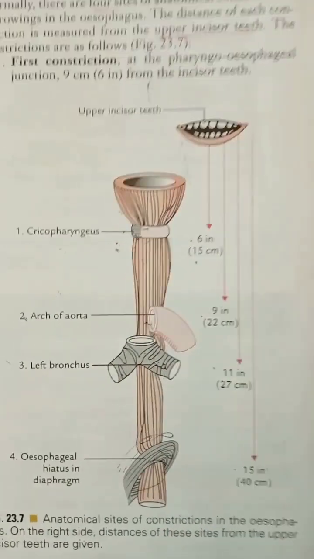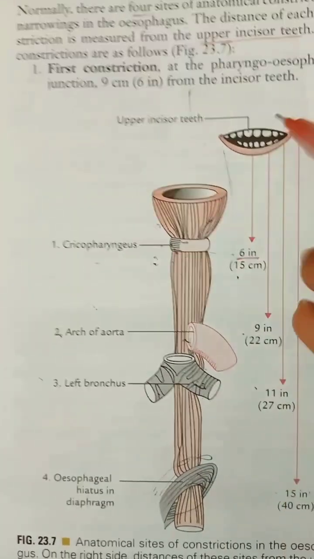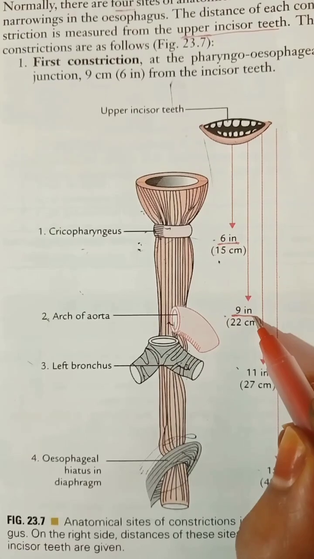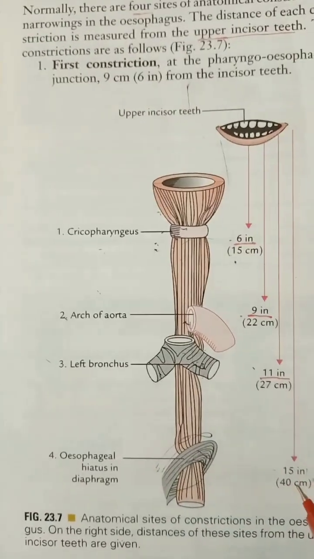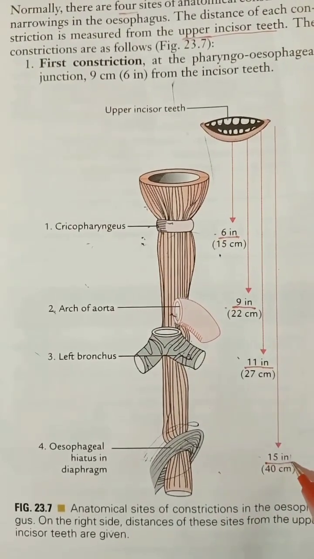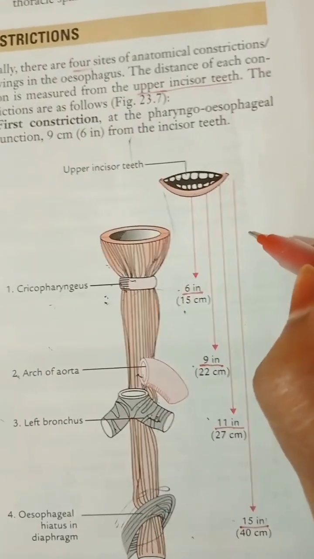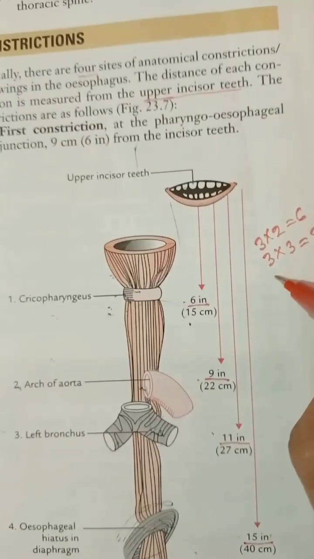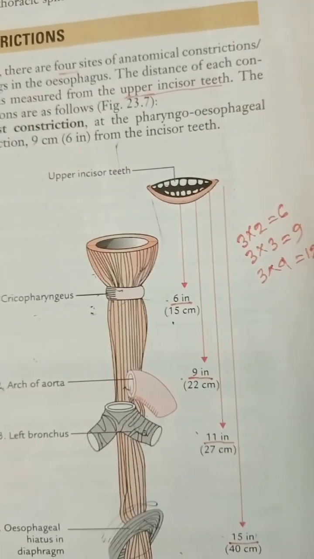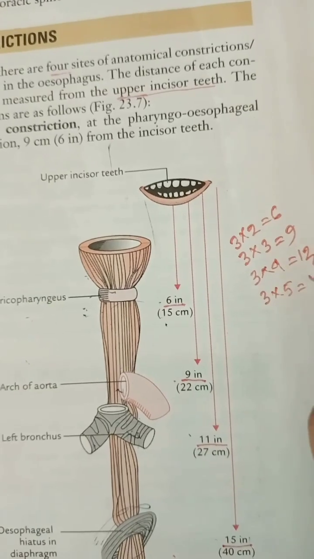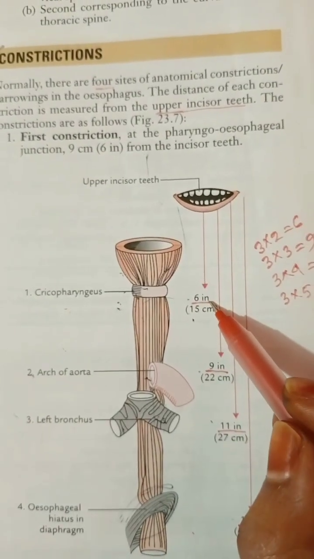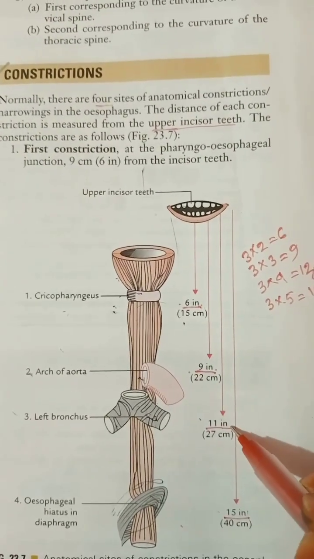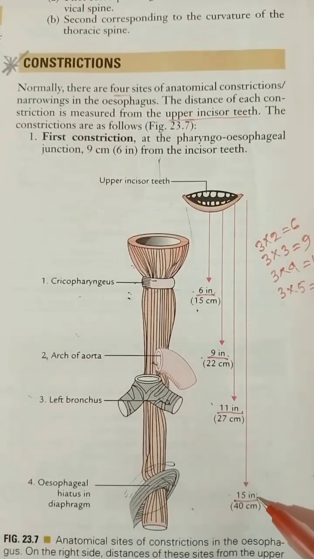Now the distance of these constrictions from the upper incisor teeth. The cricopharyngeus constriction is situated 6 inch from the upper incisor teeth, the aortic constriction 9 inch, the bronchial constriction 11 inch, and the diaphragmatic constriction 15 inch. We can easily remember it by multiplying 3 by 2, that is 6, then 3 by 3, that is 9, then 11, and 3 into 5 is 15 inch. So the first constriction is 6 inch from the incisor teeth, the second 9 inch, the third 11 inch, and the fourth 15 inch.